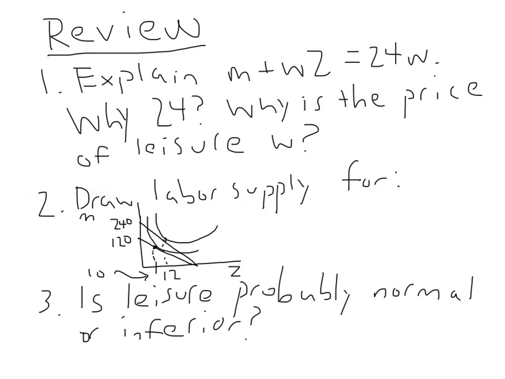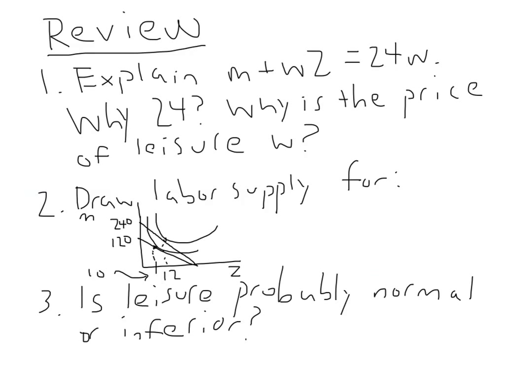So now I want you to answer a few review questions. The first two review the content of this video, and the third prepares you for the work that we're going to do in section. So first, explain our budget constraint equation. Why does the 24 appear on the right hand side? Why is the price of leisure W? Second, draw a labor supply curve for this consumer, where I've drawn in his indifference curves and his optima where the wage is given. It's implicit in this table, and I've shown you the optimal choices of leisure.